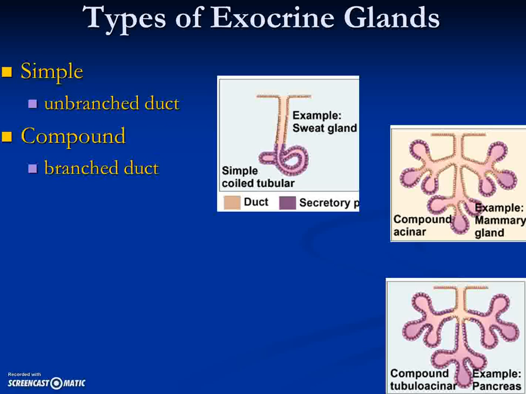Okay. Then, when we named epithelial tissue, we looked at the cells on the apical surface. Here, we're going to look at the shape of the gland itself. So, if it's simple, it's simple. If it's compound, then we look at the branches. So here's a couple of branch ducts. We're going to look at these branches. We can call this a compound acinar gland or a compound tubuloacinar gland.